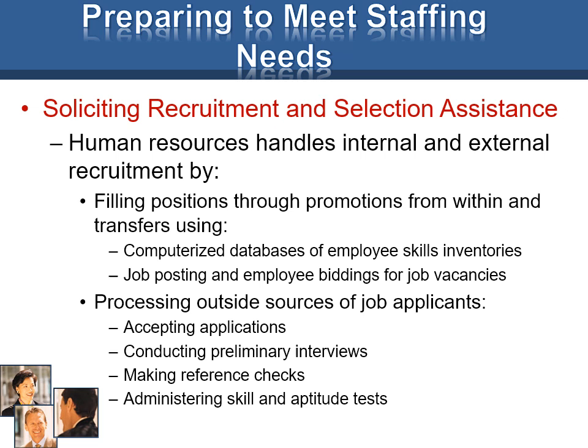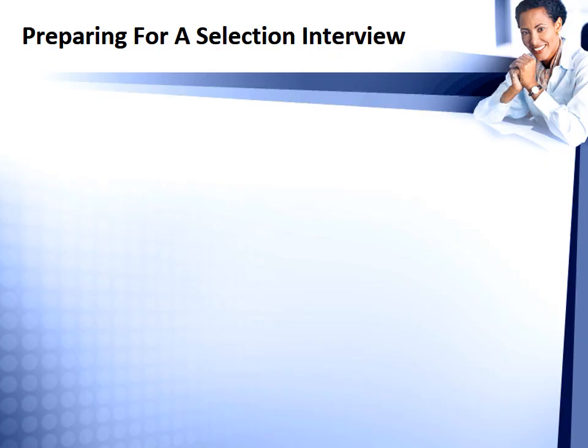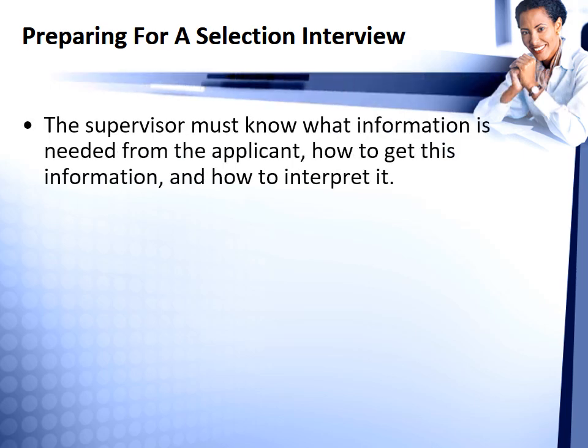Processing outside sources of job applications involves accepting applications, conducting preliminary interviews, making reference checks, checking the background, and possibly administering any skill or aptitude tests. A supervisor must know what information is needed from the applicant, how to get that information, and once you get it, how to interpret it.